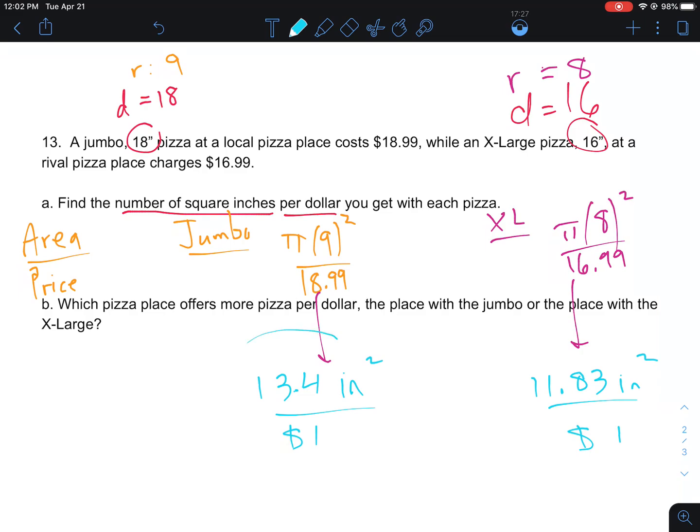So which one gives you more? Technically the jumbo. It costs more, but you get more for your money.